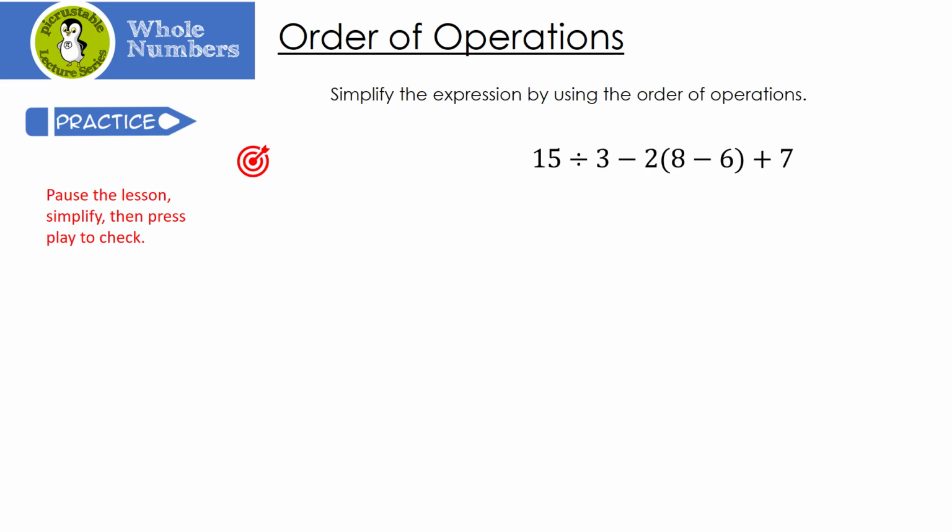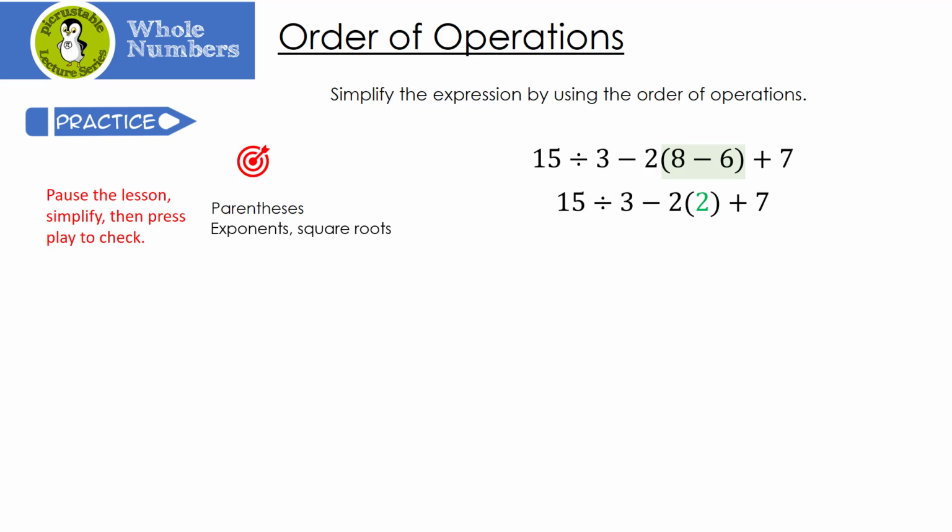Here's another one for you to practice. Simplify the expression by using the order of operations. You're going to pause the lesson, simplify, then press play to check. All right, let's see how you did. Do we have any parentheses? We sure do. 8 minus 6. 8 minus 6 is 2. Do we have any other parentheses? Yes, but there's nothing to do with the green 2, so we're going to leave it.